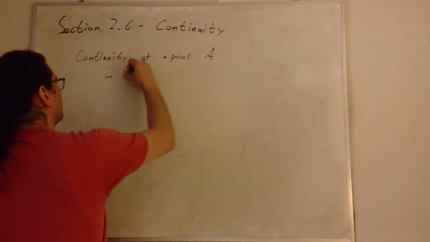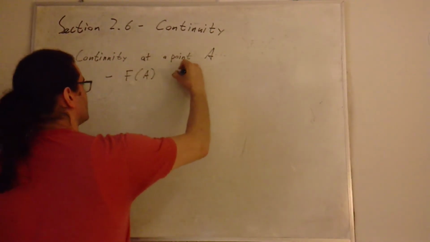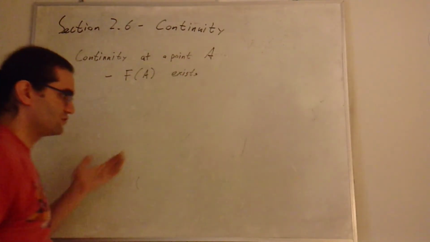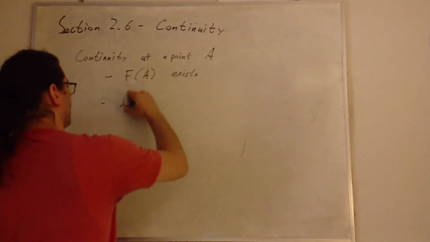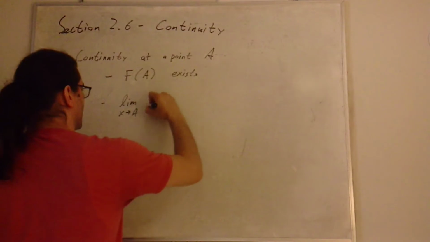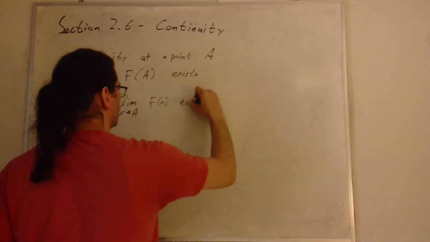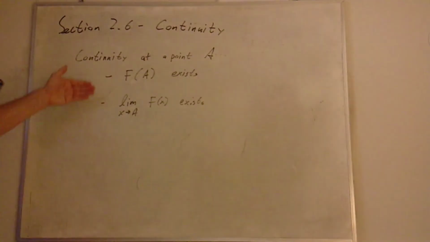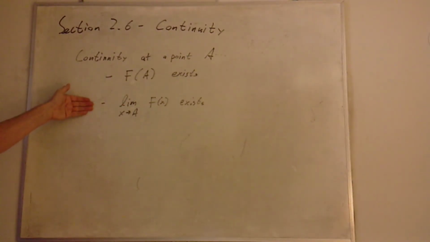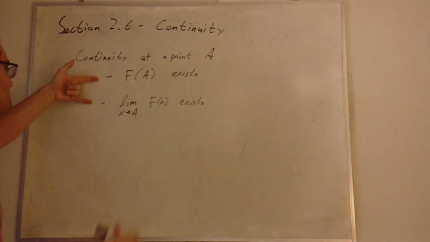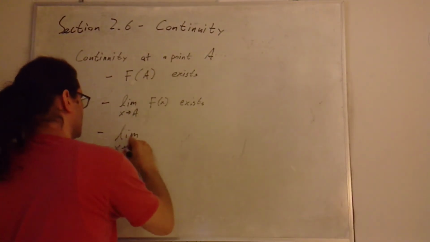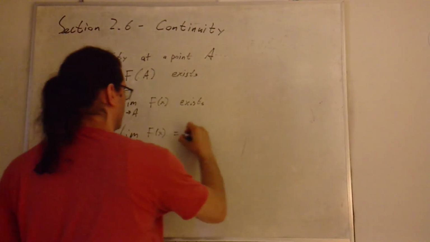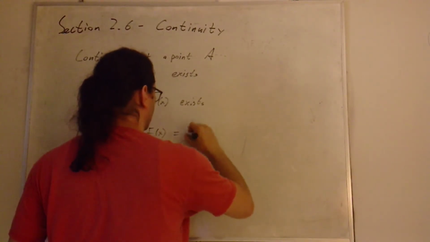First, the function exists. So if we want it to be continuous, we need to have a value for the function. Second, the limit as x approaches a of f of x exists. So we need to have a function value and we need to have a limit. And if we want this thing to be continuous, we need these things to match. The limit as x approaches a of f of x equals f of a.